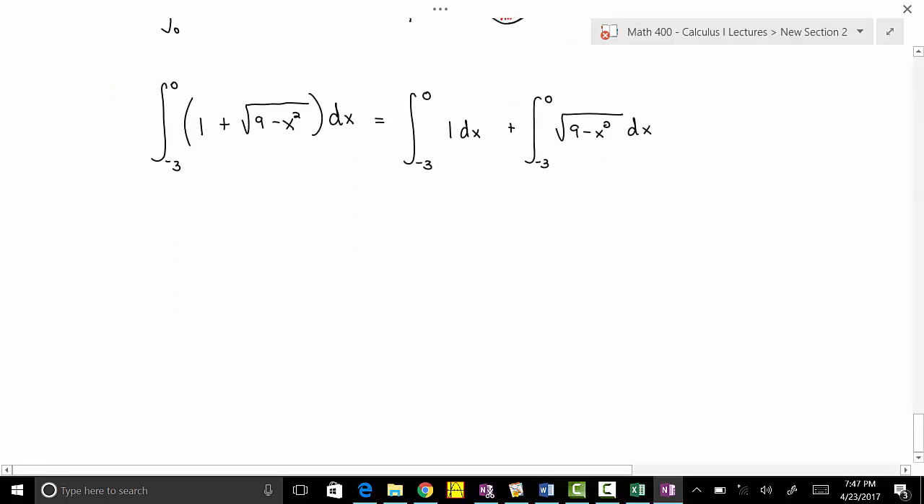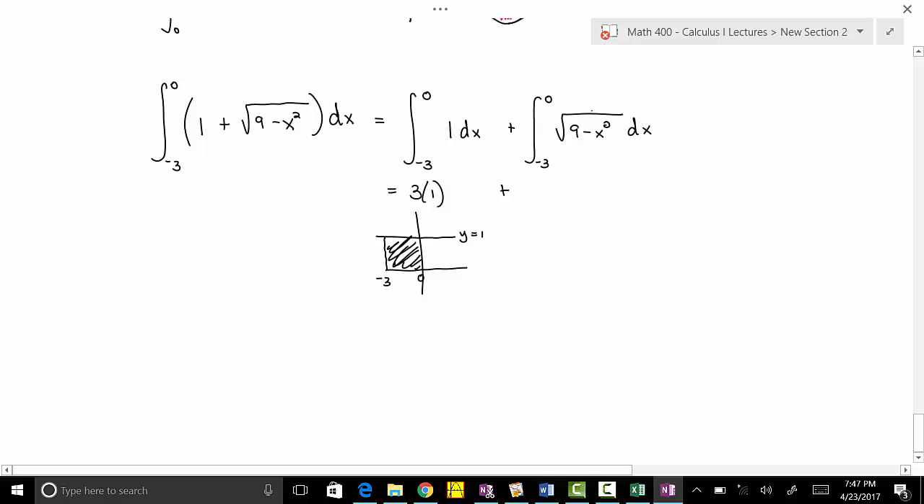And then what I'm going to do is look at these geometrically. So the graph of y equals 1. Well, the graph of y equals 1 is this, right? And I'm going from -3 all the way up to 0. So I just want to know what that area is. Well, the area between -3 and 0 there is, the length is 3, the height is 1, it's 3 times 1.